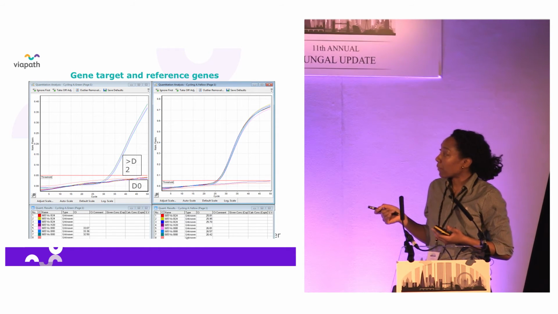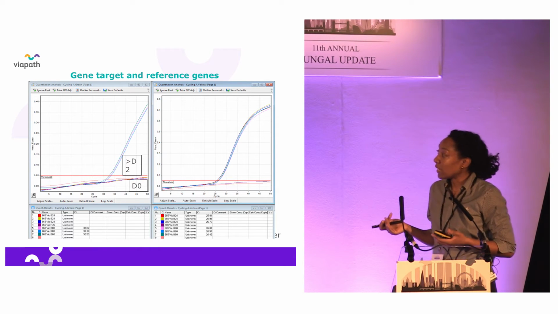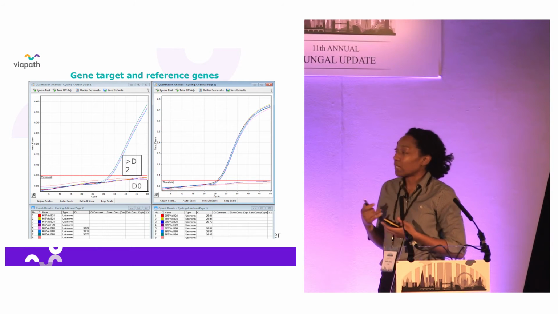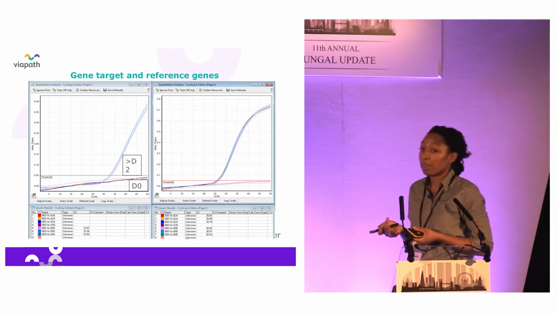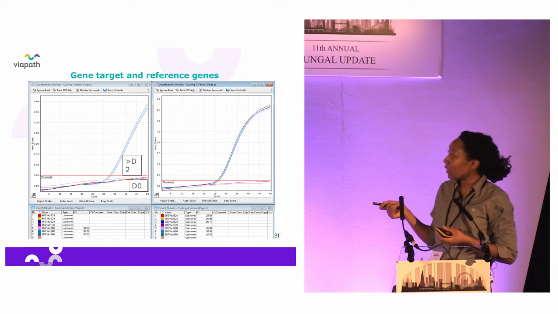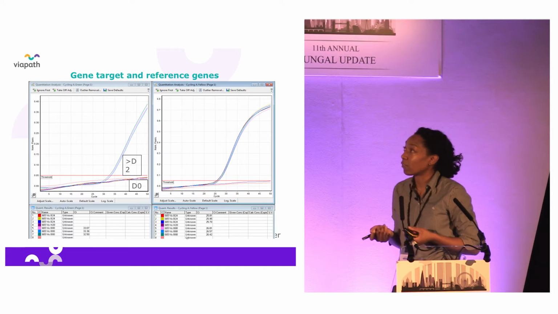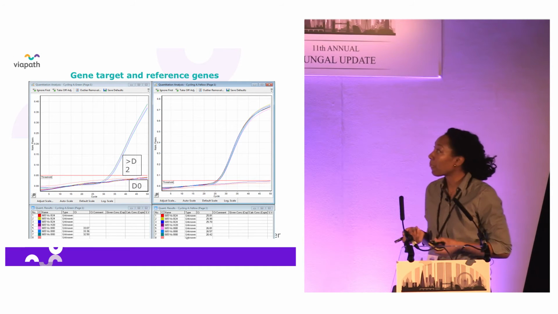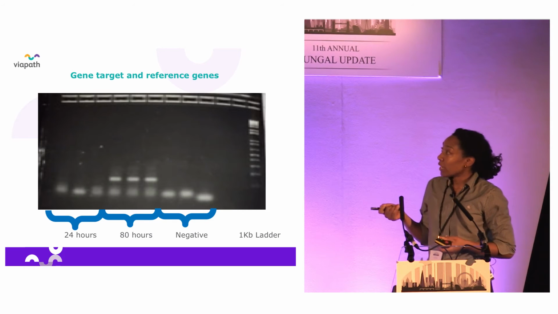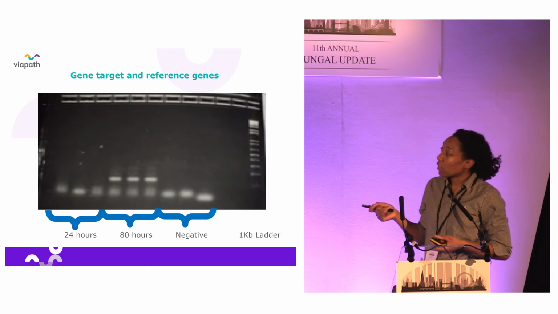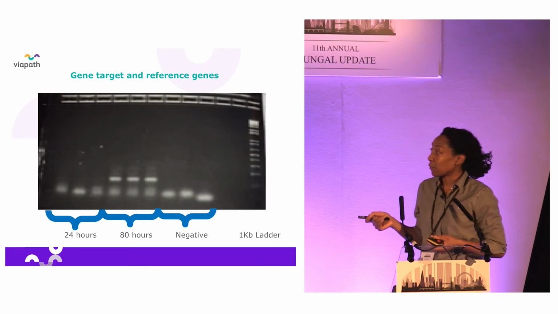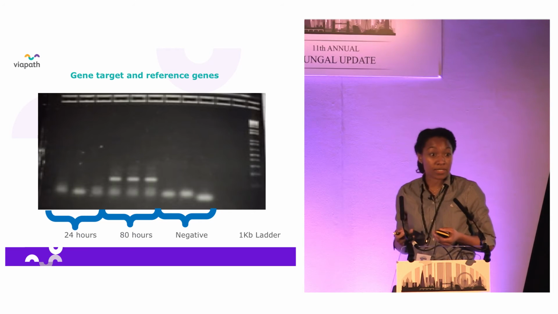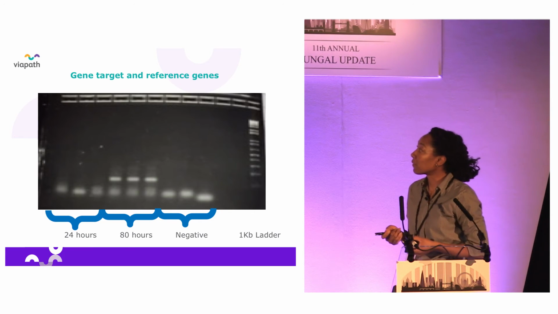This is the representation of the reference gene, which is handy to see because if we're dealing with patient samples, we need to know that there hasn't been an inhibitory effect in the reaction, and this makes it a lot easier by having a human reference gene present. On a gel, again, there's no amplicon visible for the 24-hour sample, but an amplicon visible for the 80-hour sample, which marries up quite nicely with the real-time PCR results.